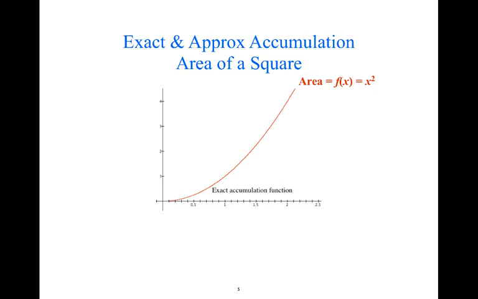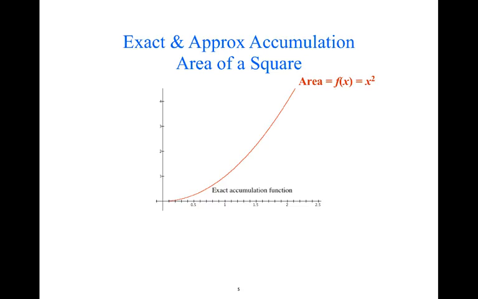Okay, so here is that function x squared, and we're thinking of it as an exact accumulation function. Is it net accumulation or total accumulation? Is it net or total accumulation? I heard net and I heard total, but I didn't hear the right answer yet. It's both, right? Because the quantity of area starts at 0, you can think of it either way.